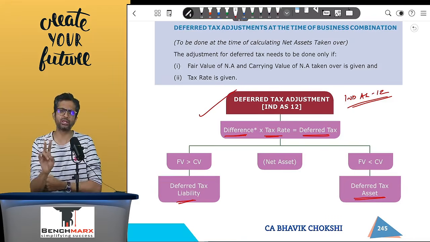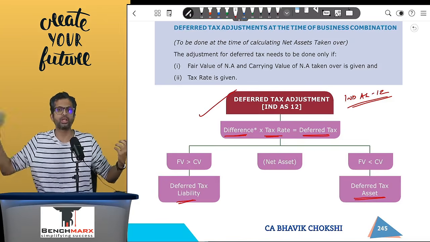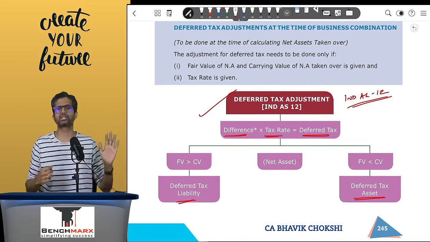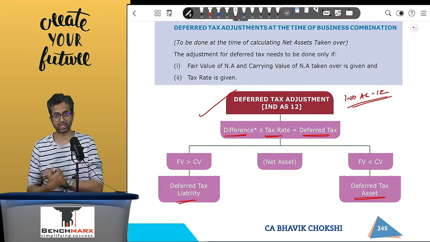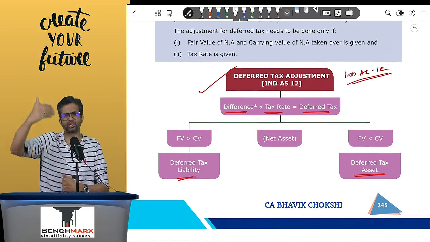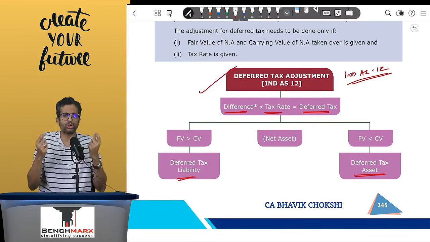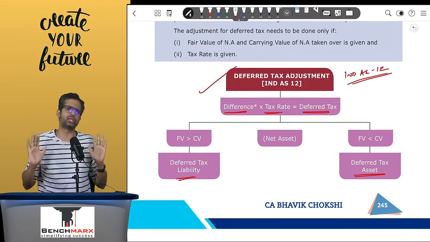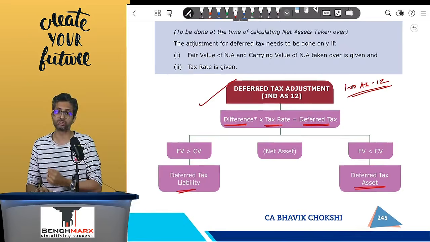So there are two ingredients. First, differences of fair values and, let us say, old carrying values. Second, the tax rate should be given, and then in such a case you have to do a deferred tax working. There can be various ways in which you can do this. You can find the net assets which create a difference, take the difference and do the deferred tax working, or you can do it only for individually those items which are creating the difference. Either way works, but you get the right answer over here, and this is something which is very important.